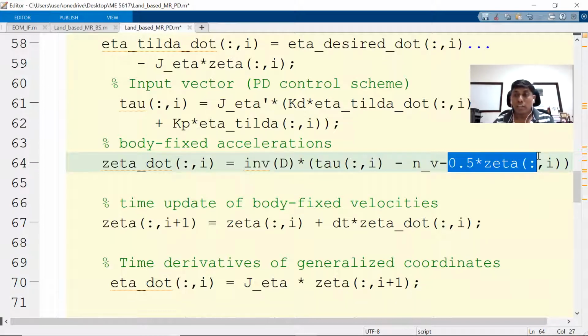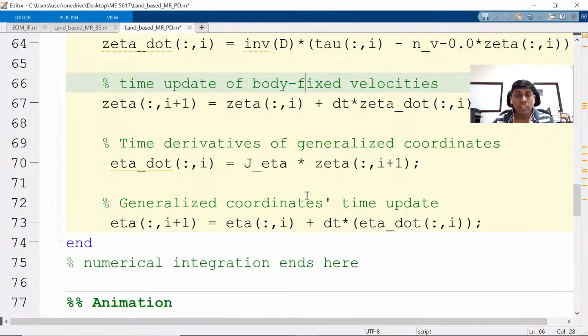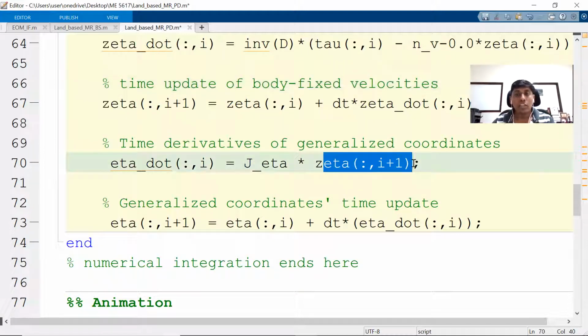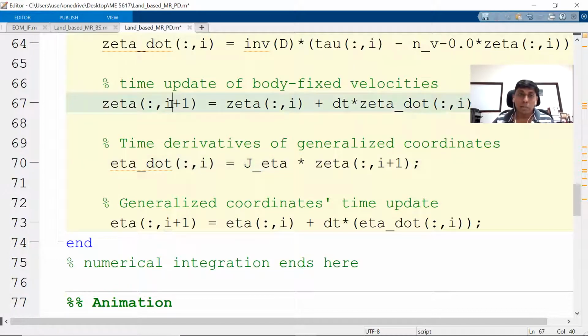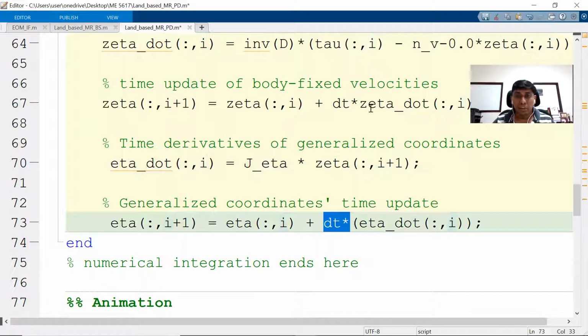I consider even the viscous friction, so that is also considered. It need not be; I can even consider it as 0. Then the time update for the body-fixed velocity, then the time derivative of the generalized coordinate, I can write. This will come as a J function. You know that, so I'm just making it simple here. I'm substituting this update here, so that eta dot, if I multiply with dt, will explicitly give the update.